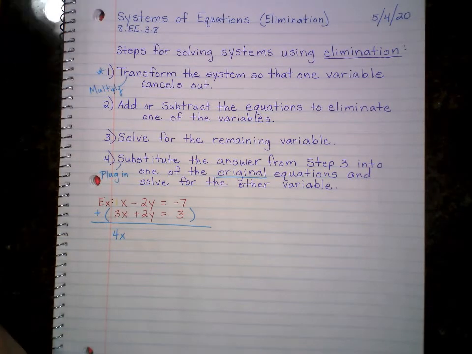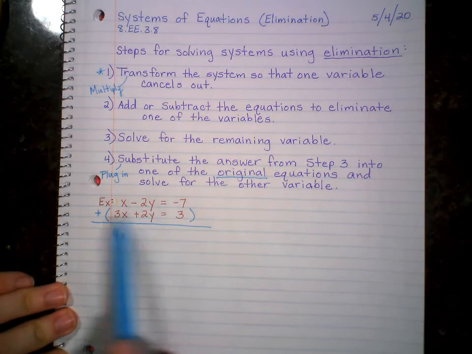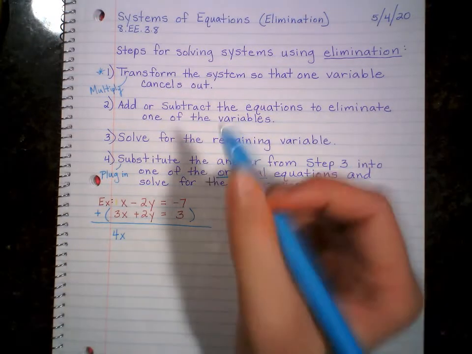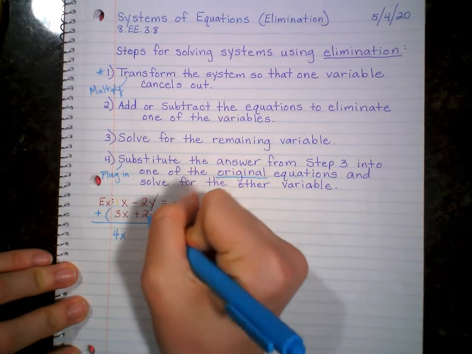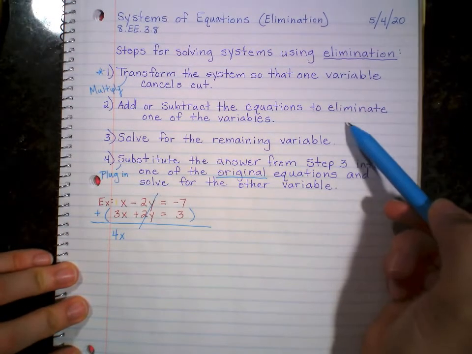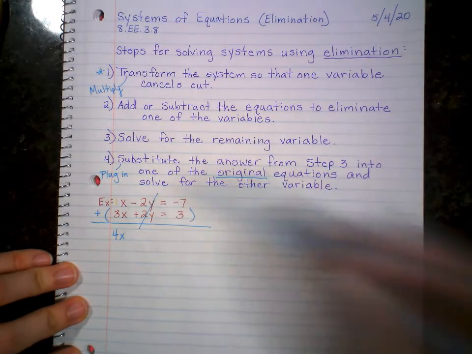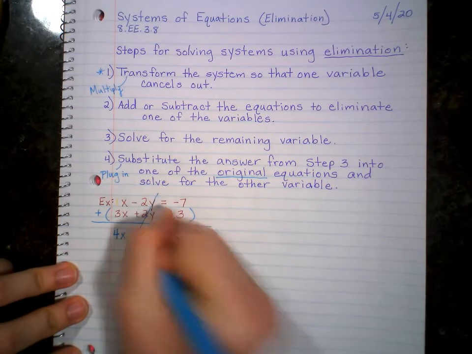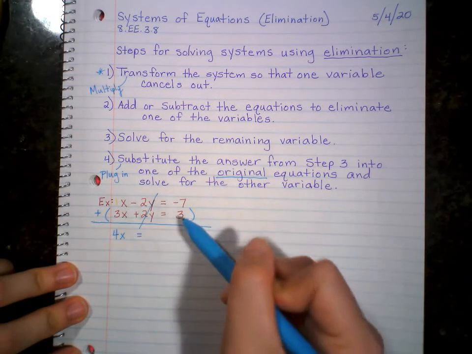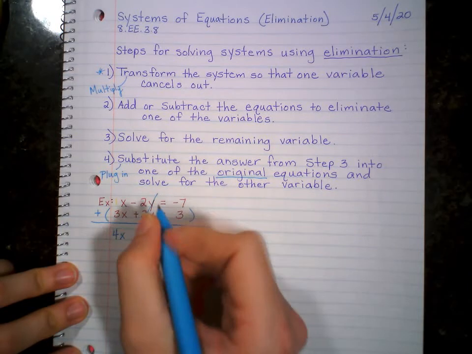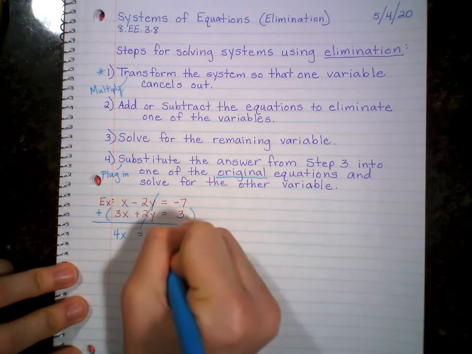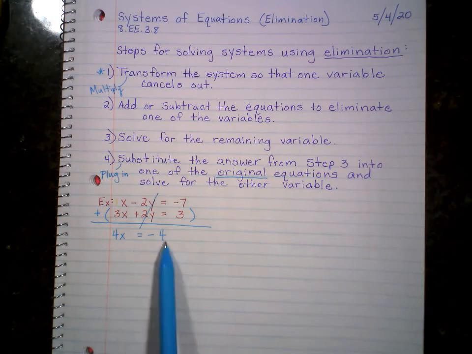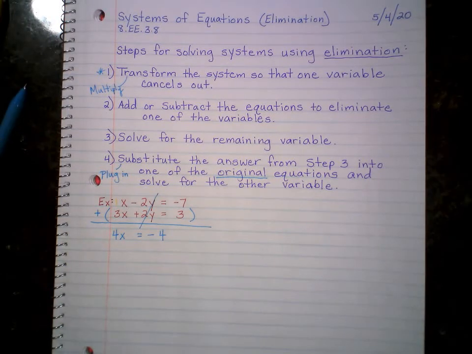Negative 2y plus 2y. Well, negative 2 plus 2 is 0. So negative 2y's plus 2y's goes away. It cancels out. We are eliminating one of the variables. We're eliminating the y's. Bring down the equal sign. Negative 7 plus 3 is negative 4. So now we just have a one-step equation: 4x equals negative 4.